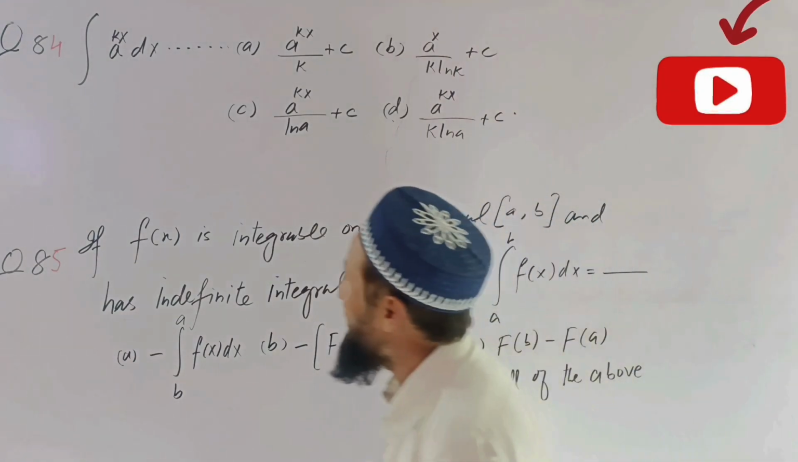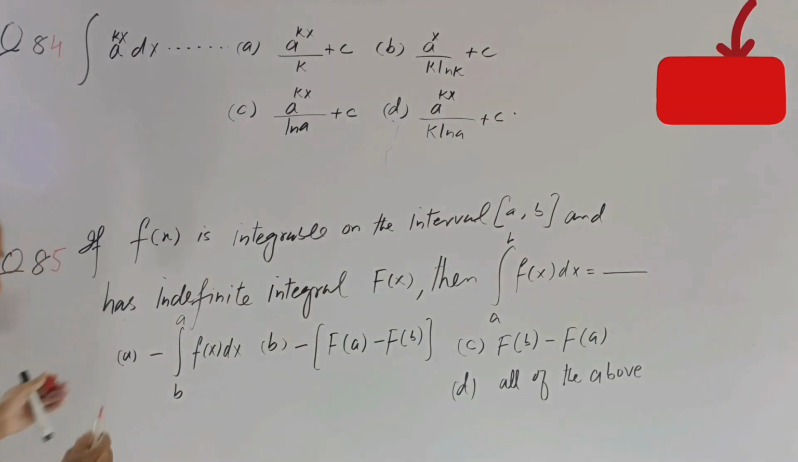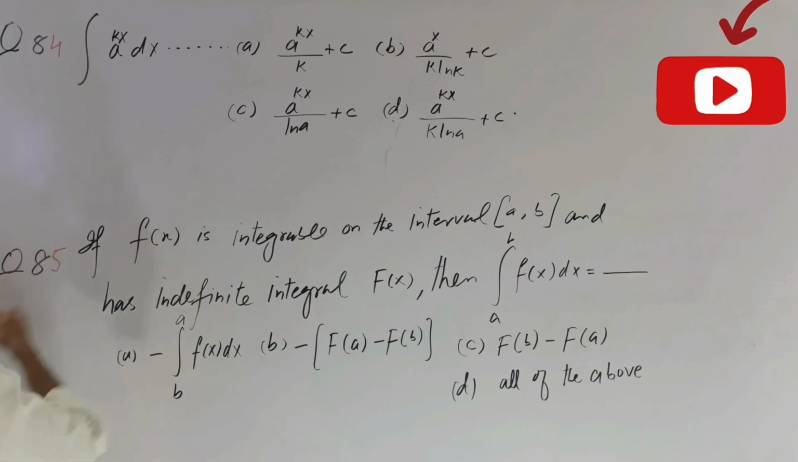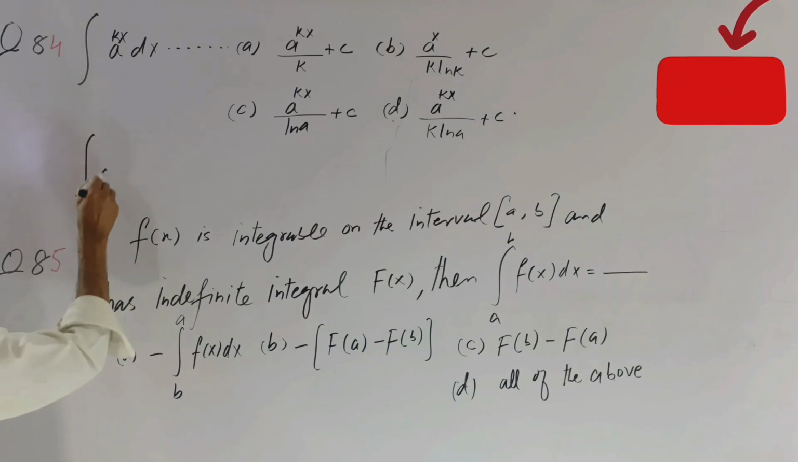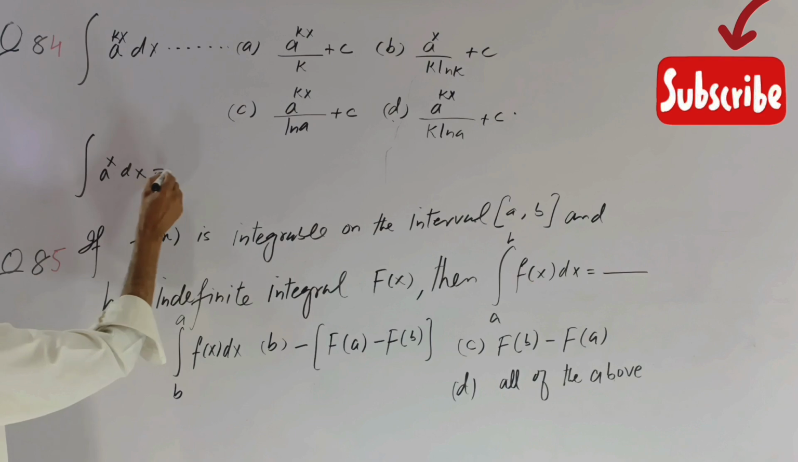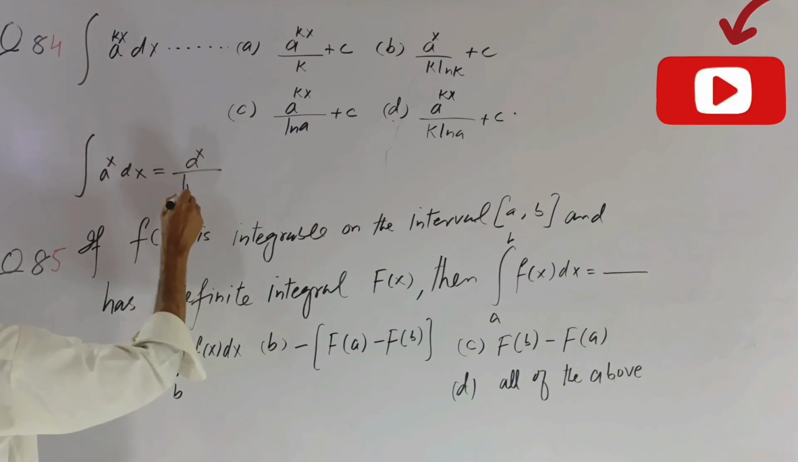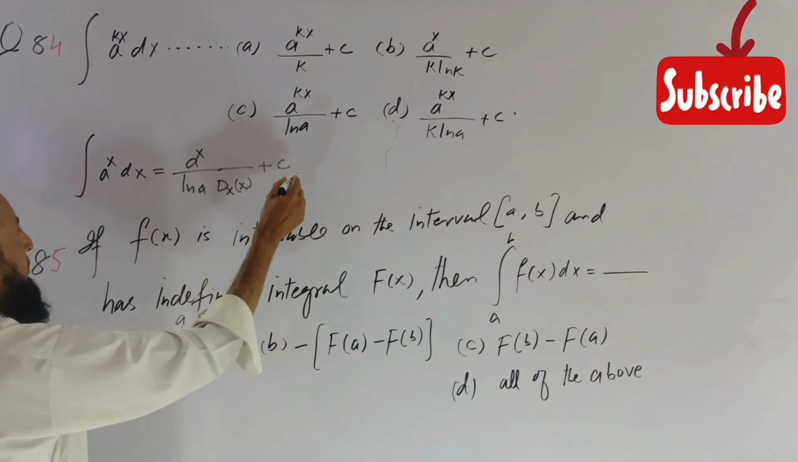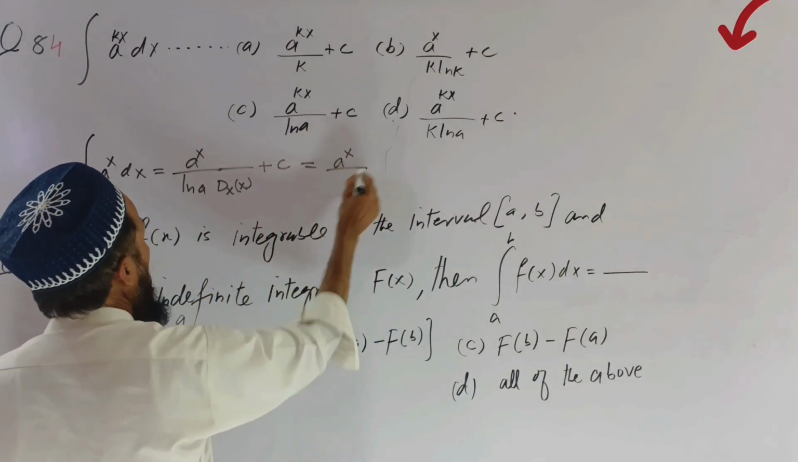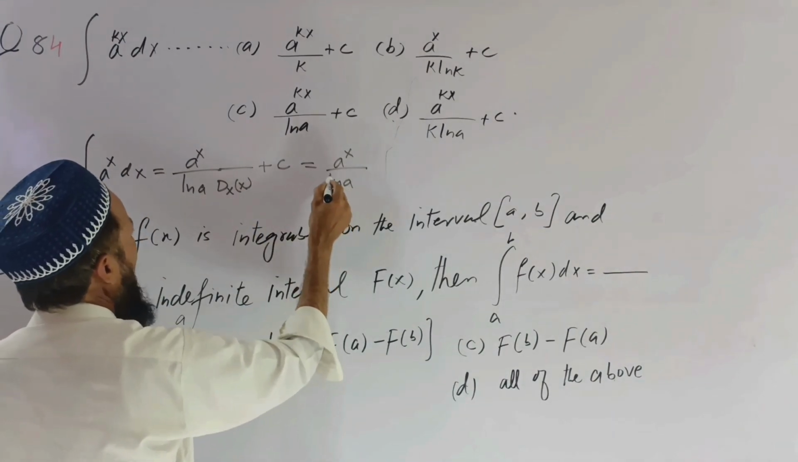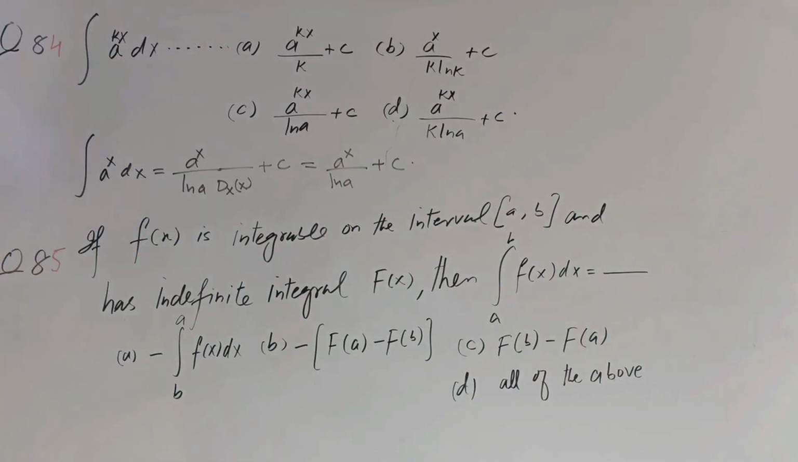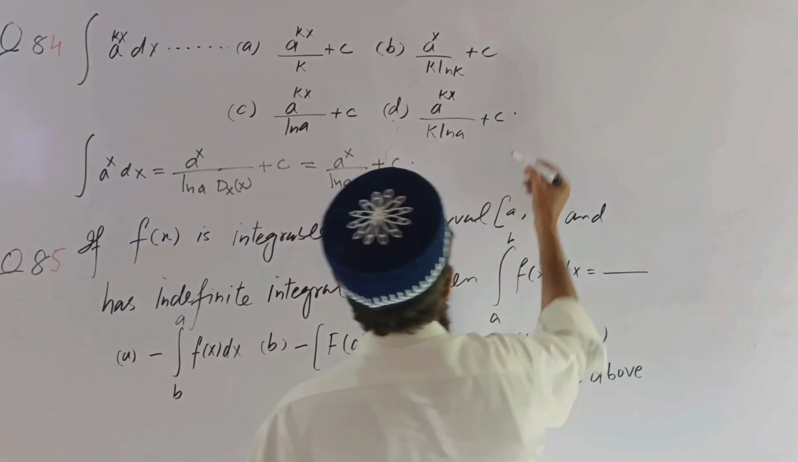According to the formula of integration, as we know, the integration of a power x dx is a power x divided by log of a and the derivative of x, plus c. So a power x divided by log of a, and the derivative of x is equal to 1, so plus c. If we apply this formula on this integration, we get the same answer.